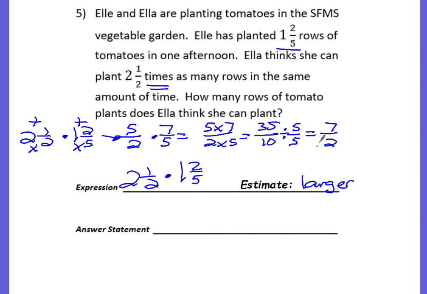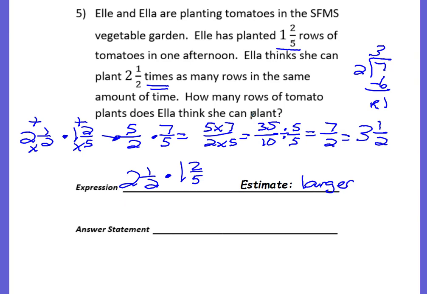7/2 is simplified. However, we need to go ahead and write it as a mixed number. So we need to see how many groups of 2 are in 7. And there are 3 whole groups of 2. 3 times 2 is 6. We subtract and we have a remainder of 1. So our mixed number is 3 wholes, remainder 1, and the denominator stays at 2.